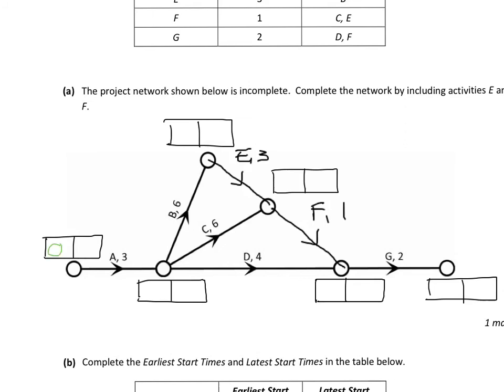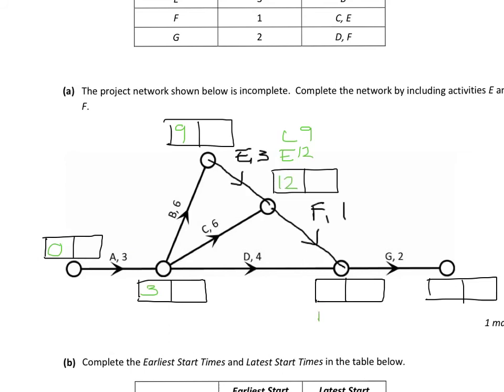A there would give us a 3 in the box here. Going up along B would give us 3 plus 6 is 9. Along to E, we have to consider two paths, C and E coming in there. So C would give us 3 plus 6, 9. E would give us 9 plus 3, 12. So 12 in the box.